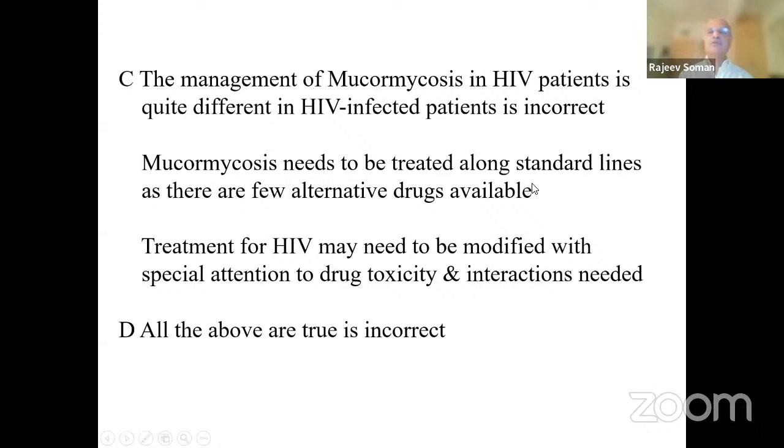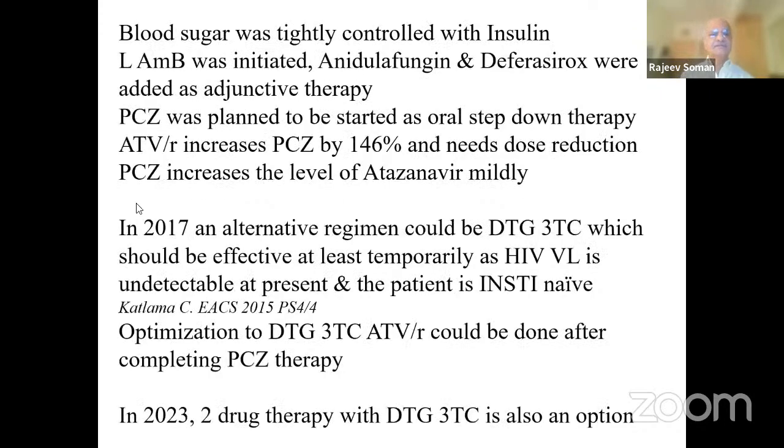Mucormycosis needs to be treated almost along standard lines, as there are few alternative drugs available. So you need to continue the drugs of choice for mucormycosis and make suitable changes to the HIV regimen. That is going to be more important in this situation. So optimization was done in 2017. An alternative could have been to use DTG-3TC, which should be effective at least temporarily based on the trial called the DOLUTEGRAVIR-lamivudine Dawning trial.